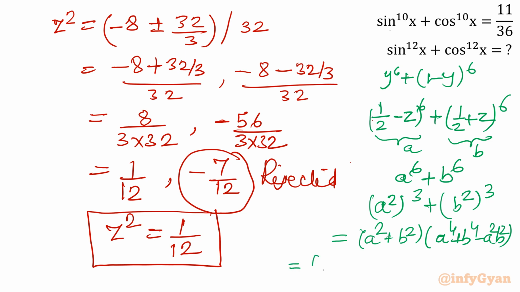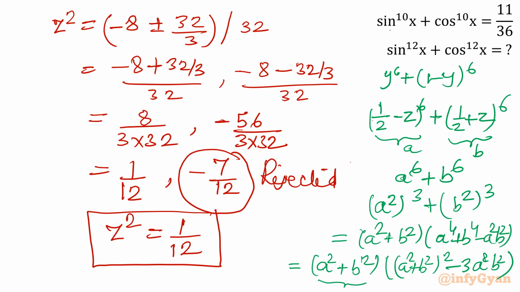In the next step, which is the final step, A power 4 plus B power 4 is (A square plus B square) whole square minus 2A square B square. So minus of minus, it becomes minus 3A square B square. Finally, it is in terms of (A square plus B square) whole square. Now I am going to put the value of A square plus B square and A square B square only, because we know z square is equal to 1 over 12.